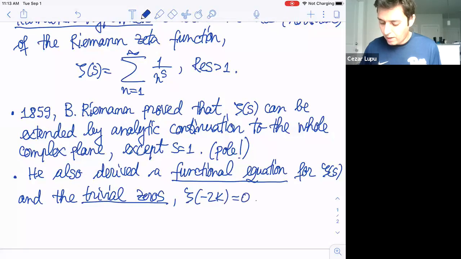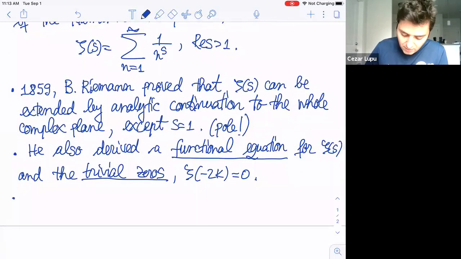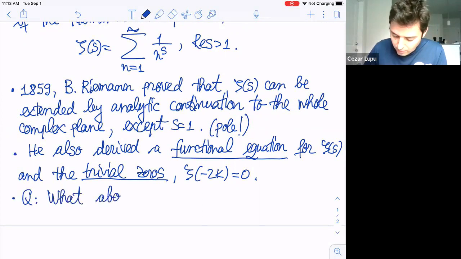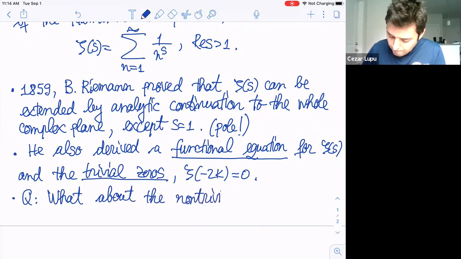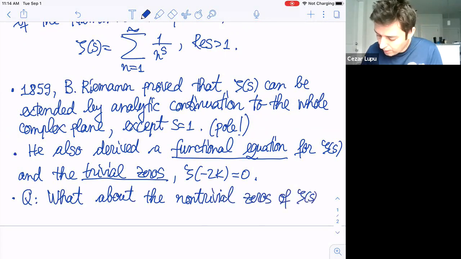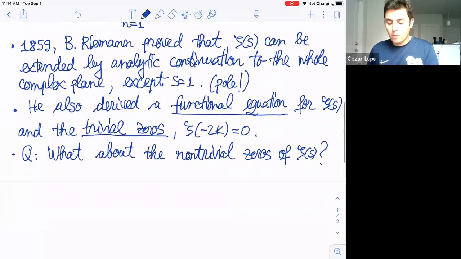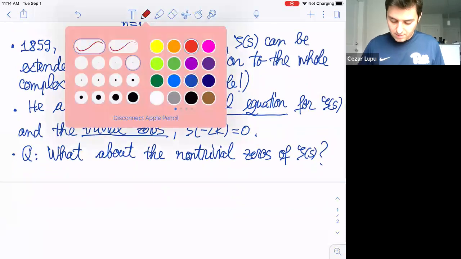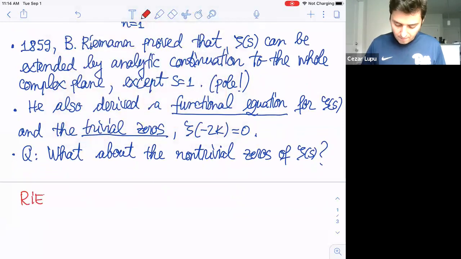Zeta of negative 2k, these are the trivial zeros. But there was a question there about the non-trivial zeros. So the question is, what about the non-trivial zeros of zeta of s? That is the question. Well, that's actually the Riemann hypothesis, which basically says the following.